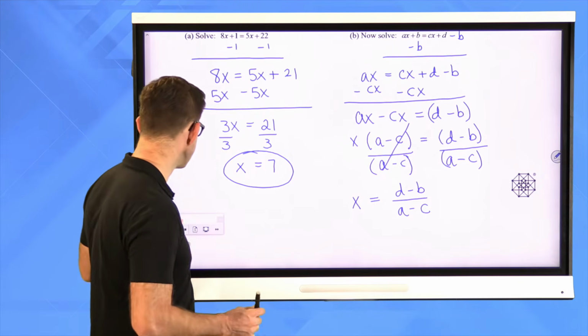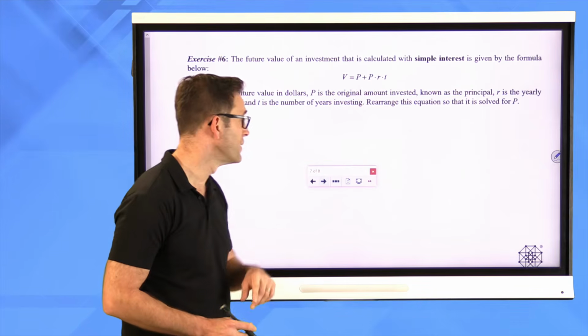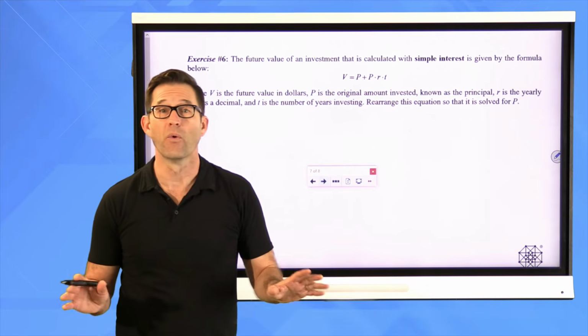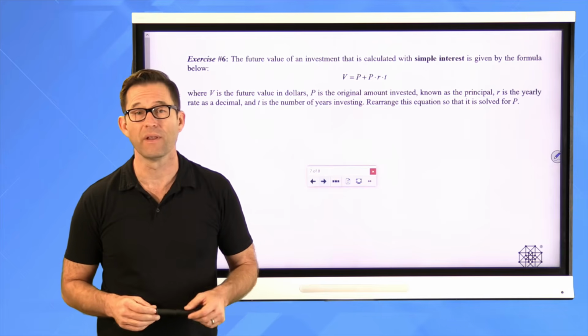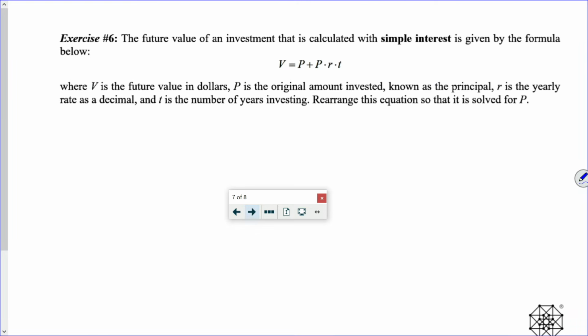Let's try a few more of these, because these definitely you need some practice on. Actually, we got one more of these, and it's a very practical example. Let's take a look at exercise number 6. The future value of an investment that is calculated with simple interest is given by the formula below. V equals P plus P times R times T, where V is the future value in dollars, P is the original amount invested, known as the principal, R is the yearly rate as a decimal, and T is the number of years investing. Rearrange this equation so that it's solved for P.